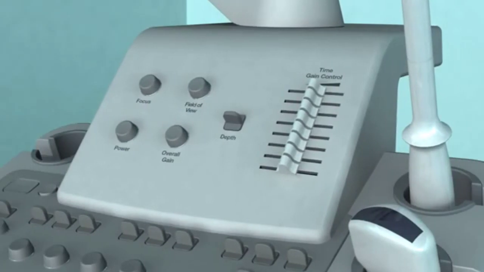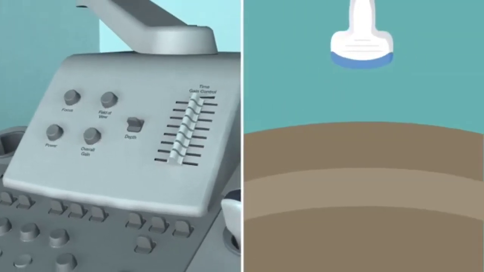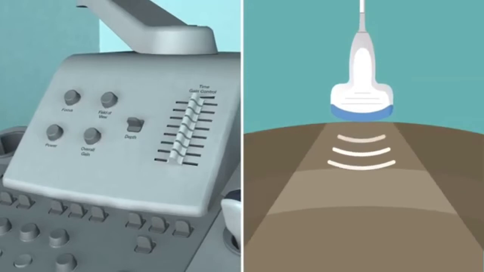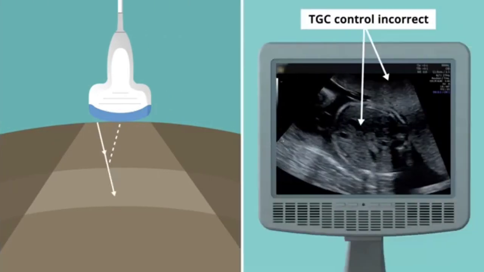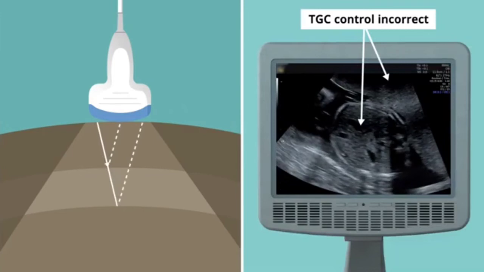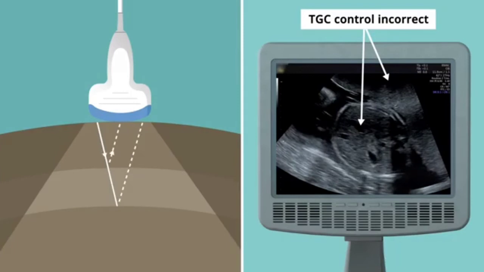Ultrasound signals decrease in strength the deeper they penetrate into tissue, meaning that the corresponding echo received by the scanner is also weaker. Uncorrected, this would result in the deeper parts of the image appearing darker than the superficial layers. To correct for this, the time gain control allows the sonographer to selectively increase or decrease the strength of signal received by applying different amounts of gain at different depths.